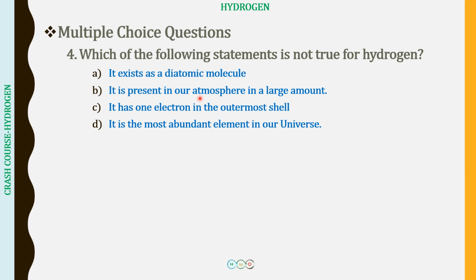It is present in our atmosphere in a large amount. Now, this is not correct. Why is it not correct? This is not correct because it is not found in our atmosphere in a large amount. In fact, it is only 0.15% by mass in the Earth's atmosphere. Now, can you tell why is it so? Well, this is because we have just now studied that hydrogen is the lightest gas that is known to us. Right? It is so light that the Earth's gravitational pull is not strong enough to hold hydrogen in its atmosphere. So we do not have hydrogen in a large quantity in our atmosphere.